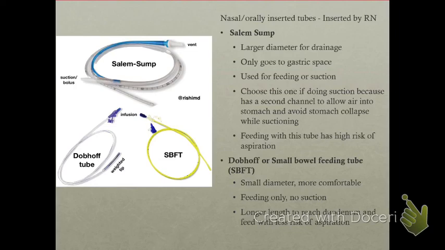It's just that the length is going to be longer. If you're dropping something in the jejunum, you're going to measure, to your ear, down, but you're not going to stop here because you don't want it in the stomach. You want it in the jejunum. You're going to give it a little bit longer.